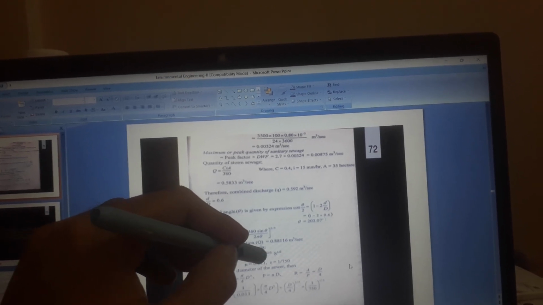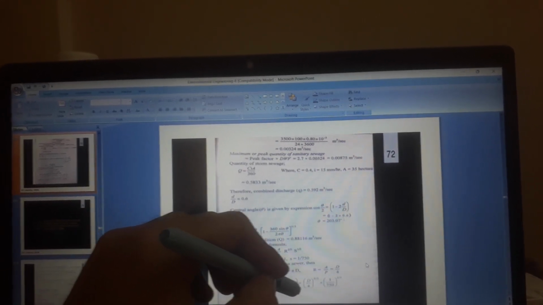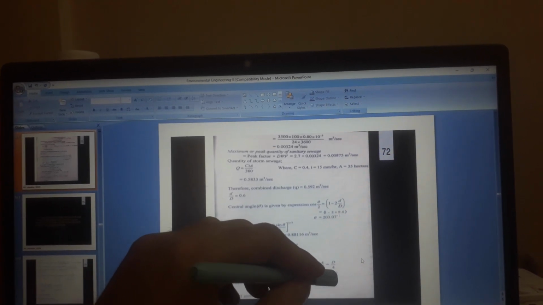Using Manning's formula, capital Q is equal to A by n into R raised to 2 by 3 into S raised to 1 by 2. Small n is equal to 0.011. S is equal to 1 by 750. If D is the diameter of the sewer, then A is equal to pi by 4 D square, P is equal to pi D, R is equal to A by P is equal to D by 4. Then 0.88116 is equal to 1 over 0.011 into pi by 4 D square into D by 4 whole raised to 2 by 3 into 1 by 750 whole raised to 1 by 2. Then D is equal to 1 meter.